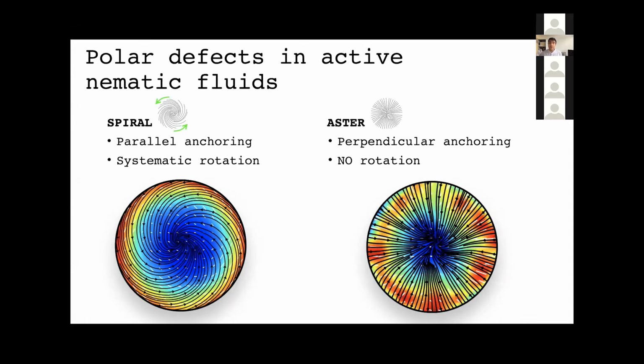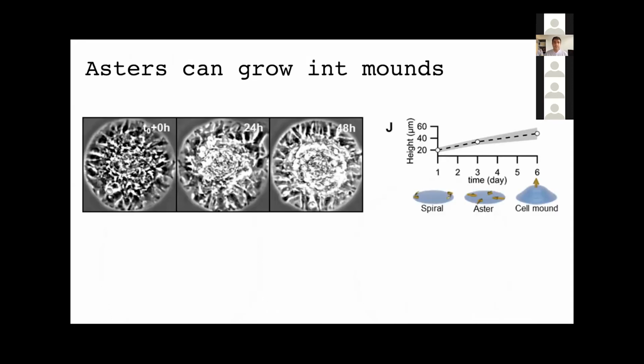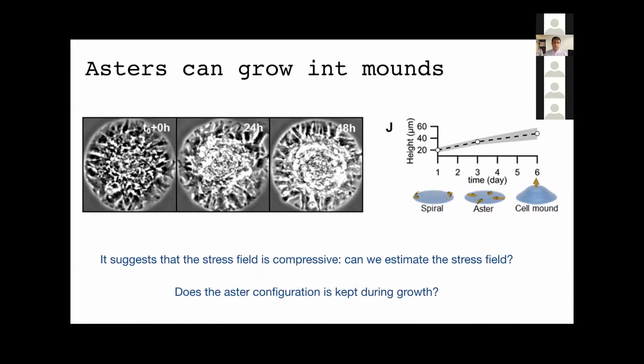Now, these are the averaged velocity and orientational fields. The velocity is shown in black lines, and I hope you can see the white vectors that show the orientation field. And as you can see, we can study them with great detail, or at least statistically meaningful. Now, what becomes interesting is that those asters actually transform into mounds. They can grow in the center, as you can see on the right panel. And that suggests that the stress field is compressive inside and protrudes the cells from inside outward. Now, one question you may ask is, is the aster configuration kept during the growth of the mounds?